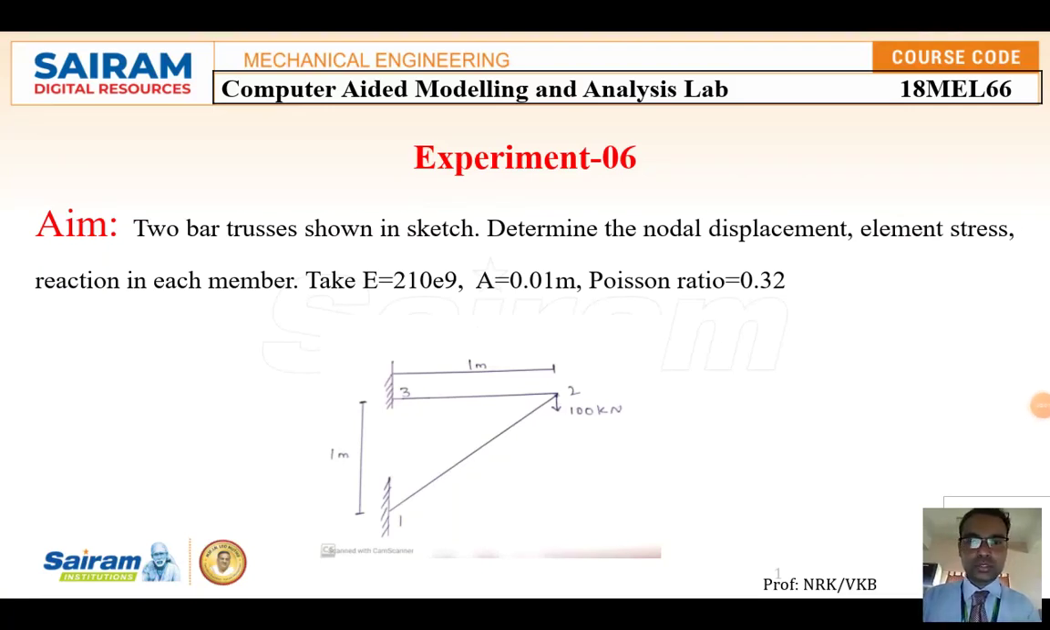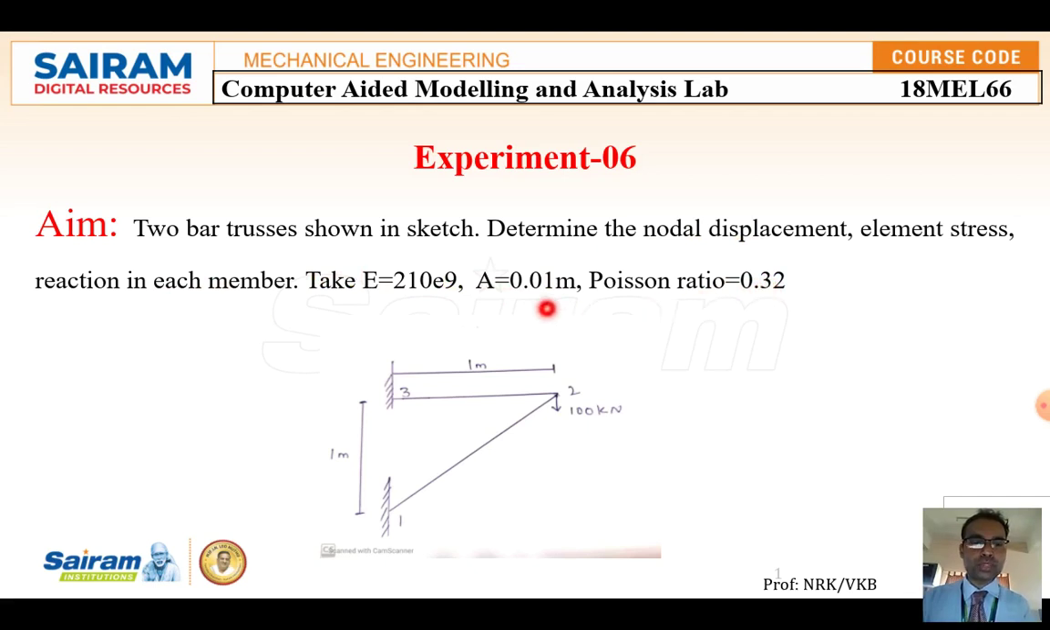Related to truss problem. The aim of the given problem is to analyze the 2-bar truss as shown in the below figure. Determine the nodal displacement, element stresses and reaction in each member. Take Young's modulus as 210 × 10^9, area equal to 0.01 meter squared, and Poisson's ratio equal to 0.32.